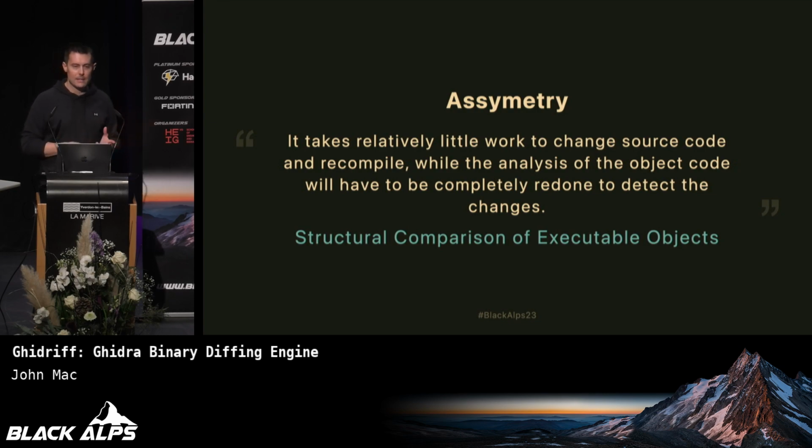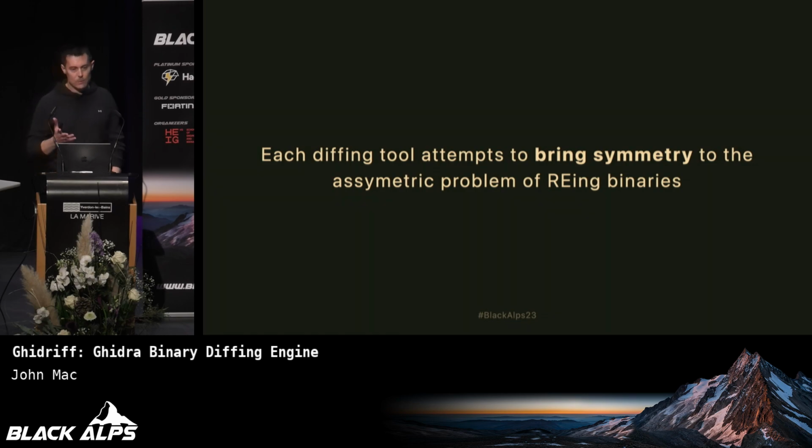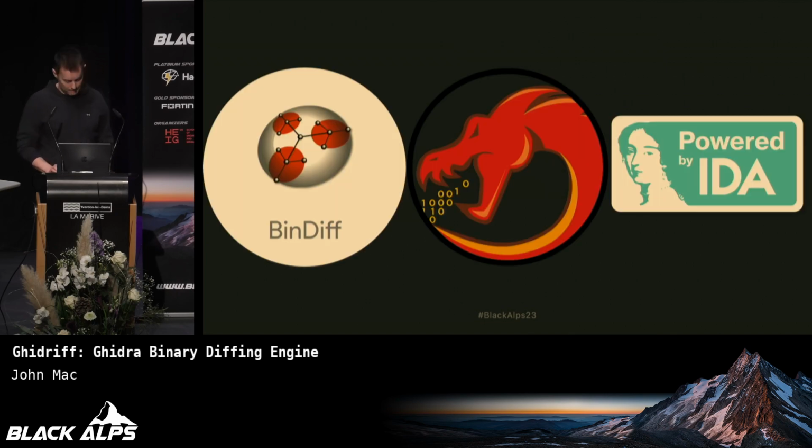But he talks about the problem of asymmetry of reverse engineering binaries. He's basically saying a small source code change can really affect what the resulting binary looks like. And what he means by that is, the registers might be different the next time the binary is compiled with a small source change, or the compiler might optimize a different way and different paths might be taken. So this makes it difficult to understand which changes were actually because of a source code change or functionality change versus what the compiler has done. So every diffing tool is trying to solve that problem, to bring this symmetry back to this asymmetric problem of reverse engineering binaries. And let's take a look at what the main contenders are today.